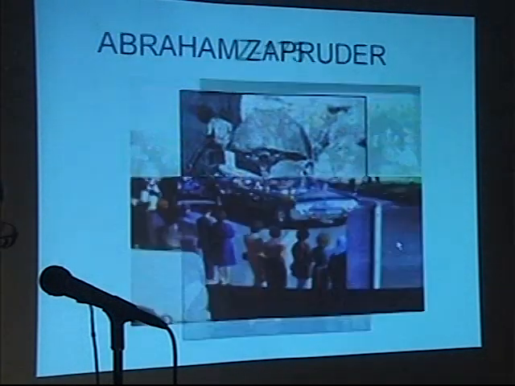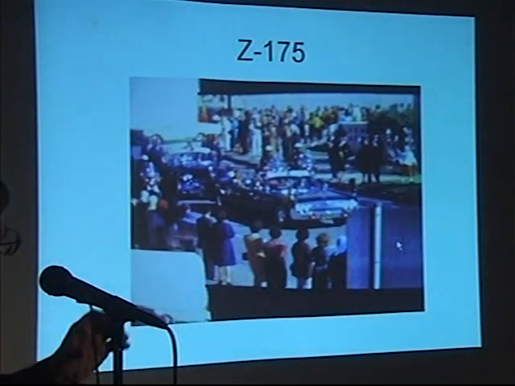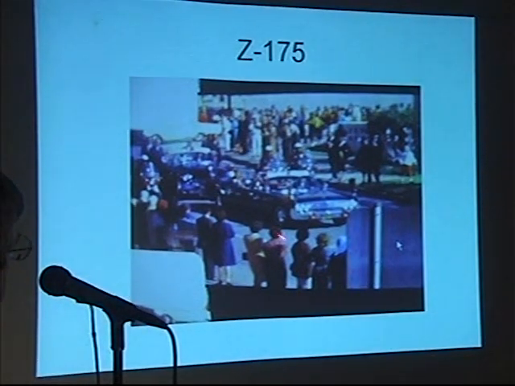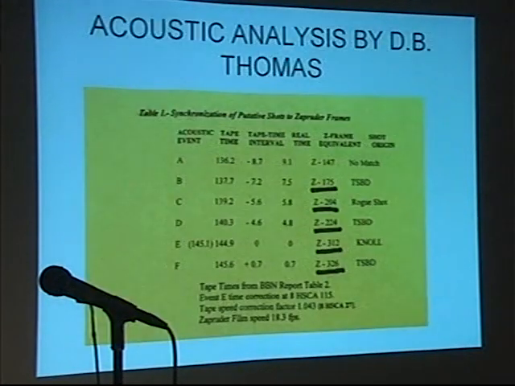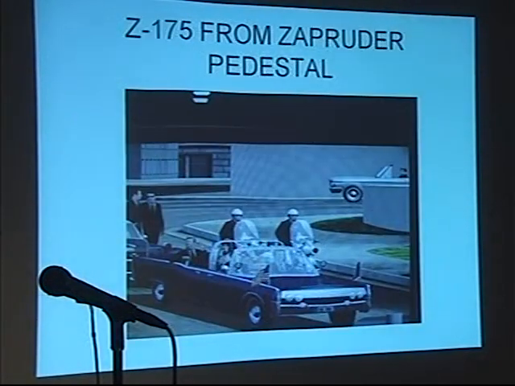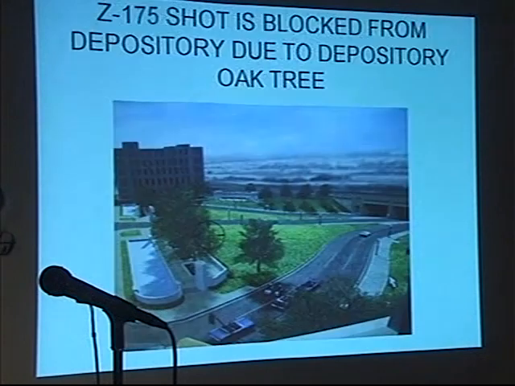Abraham Zapruder. Next slide. This is Z-175 on the Zapruder, and Kennedy is right here. Can't see it very well. And then the background is the county records building. And so next slide. We're talking about slide 175. Next slide. And this is the computer simulation of that frame with Kennedy's head right about there with that groove in the county records building and the Secret Serviceman. Next slide.